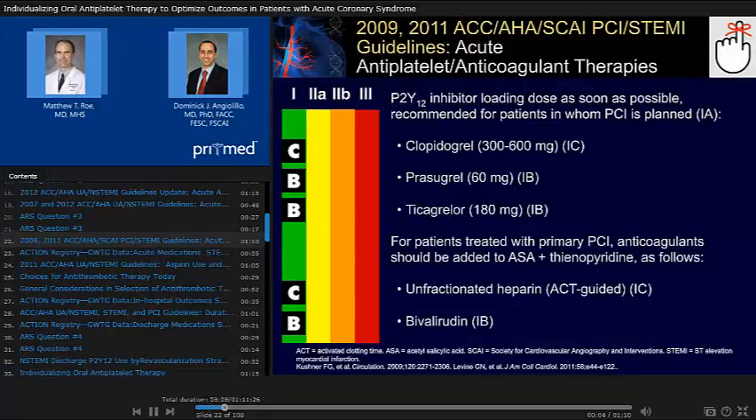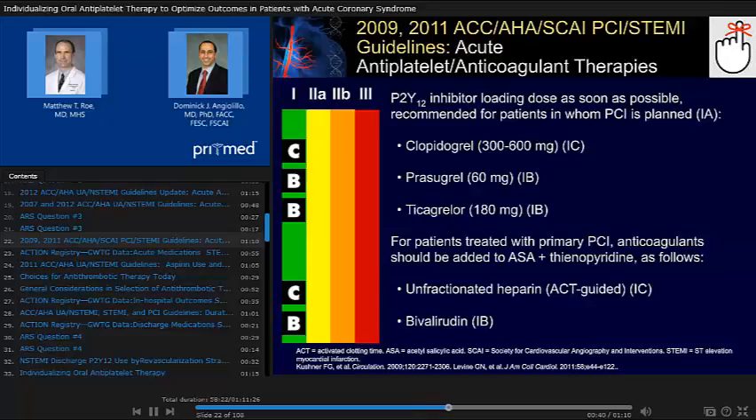So if we look at the guideline recommendations for STEMI, these also kind of overlap with the PCI guidelines. So they're all integrated in this slide. They have similar recommendations. For patients in whom primary PCI is planned, which is the preferred strategy in the United States when it's readily available, a P2Y12 receptor inhibitor loading dose is recommended as soon as possible. Clopidogrel at 300 to 600 milligrams, prasugrel at 60 milligrams, and ticagrelor at 180 milligrams.